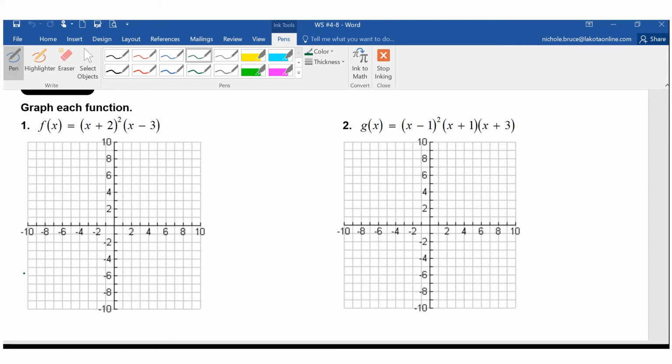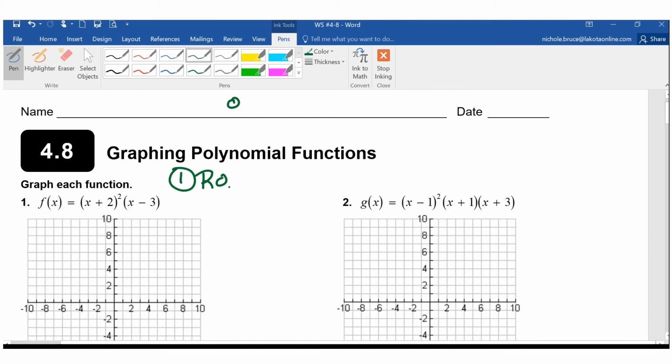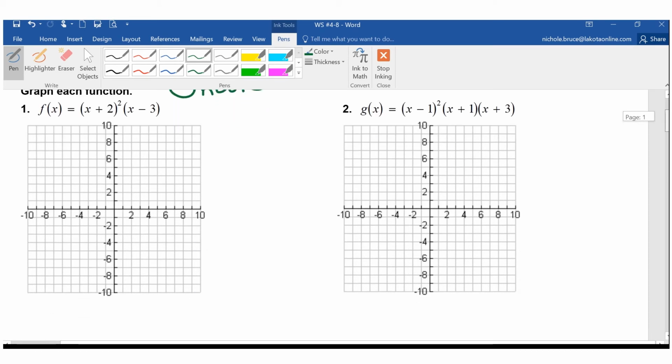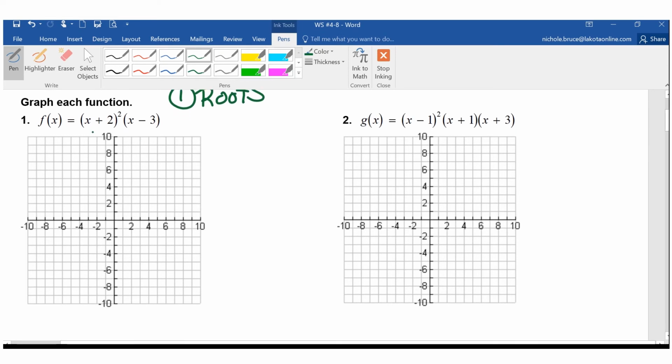So our step number 1, to find the roots, all we have to do is look at these factors that we have here. So, what would x equal here? Negative 2, good. What would x equal here? 3.